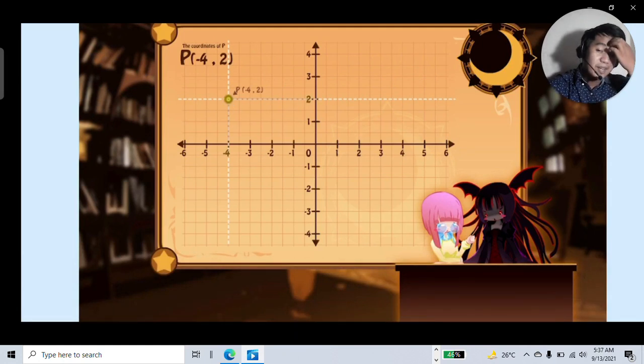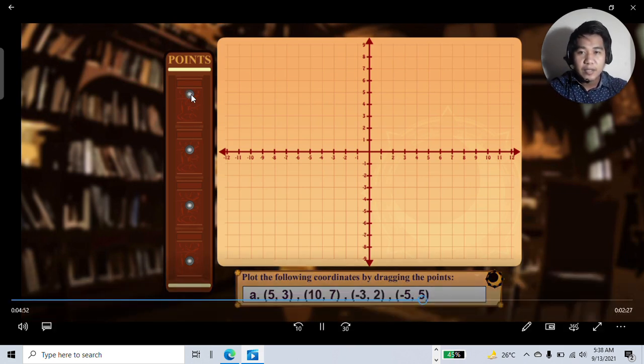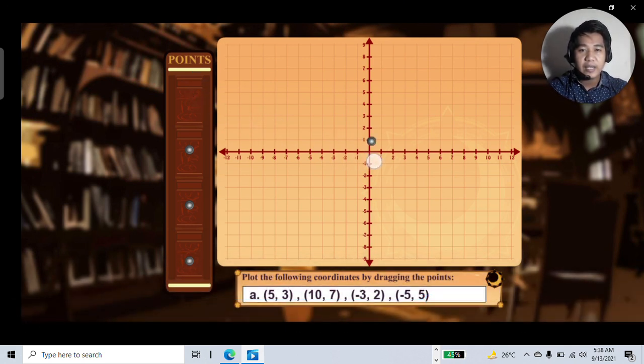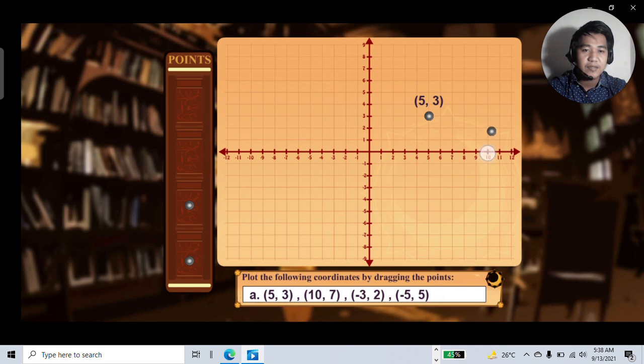Now let us have a practice. We're going to try answering this. Just get the point and drag it to where it belongs. Let's say 5, 3: 5 on the x-axis and then 3 on the y-axis. Okay, very good. Continue. 10, 7. 10 on the x-axis first and then 7. Higher, higher. Okay.